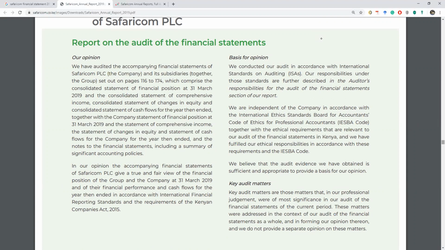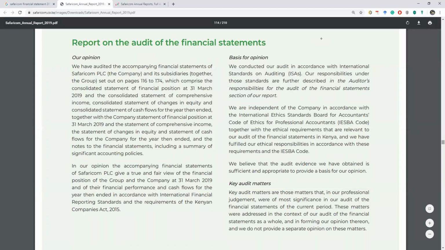The second paragraph is saying, in our opinion, the accompanying financial statements of Safaricom PLC give a true and fair view of the financial position of the group and the company as at 31st March 2019 and of their financial performance and cash flow for the year then ended in accordance with IFRS and the requirements of the Kenyan Companies Act 2015. Now, this is what is referred to as the standard opinion issued by the auditor.